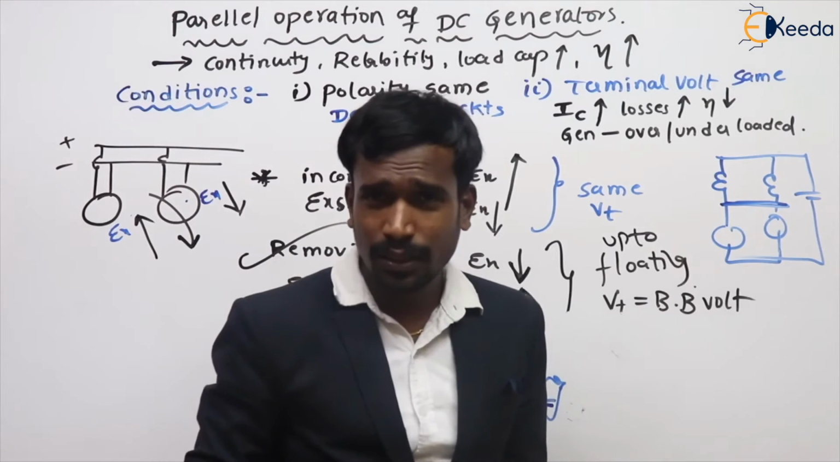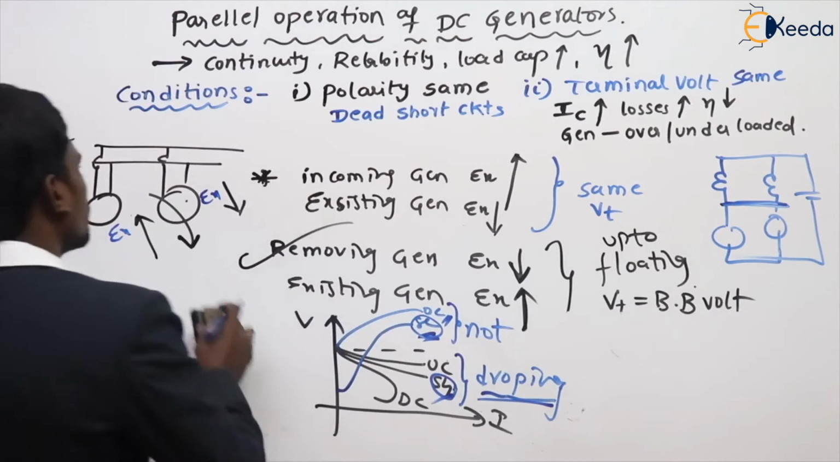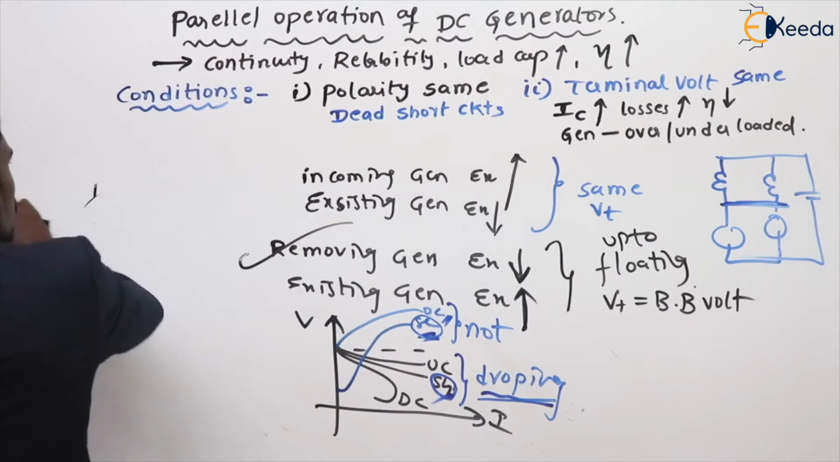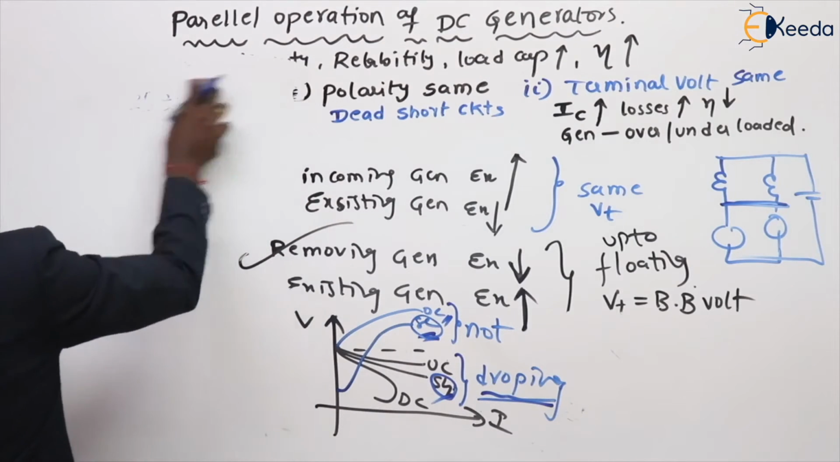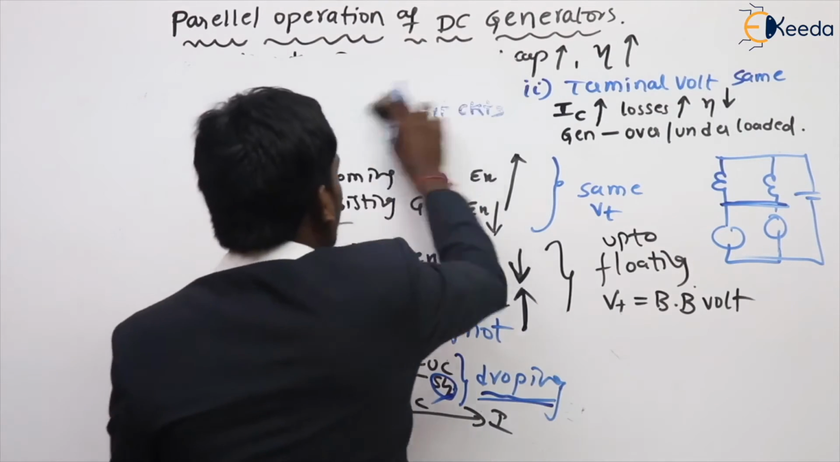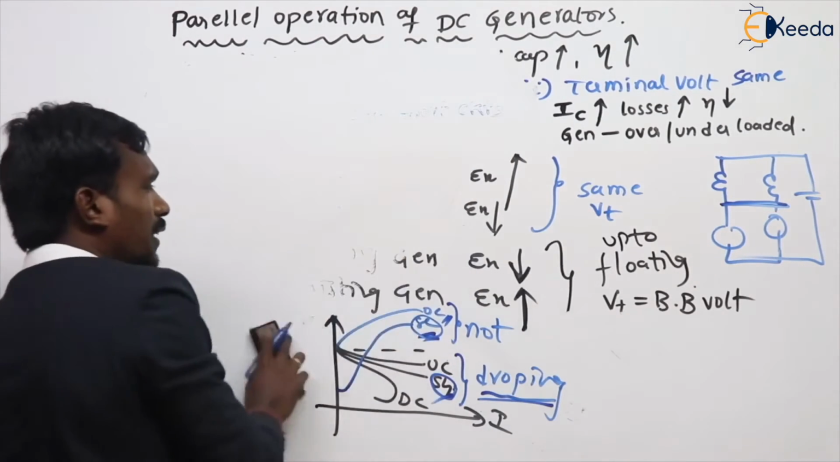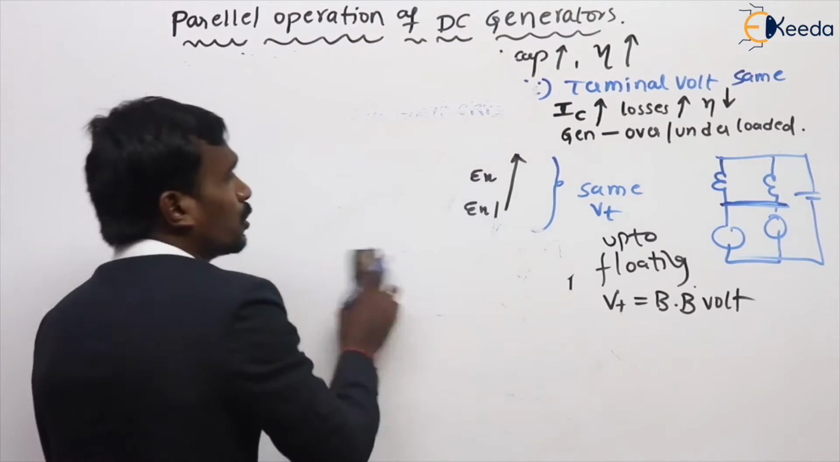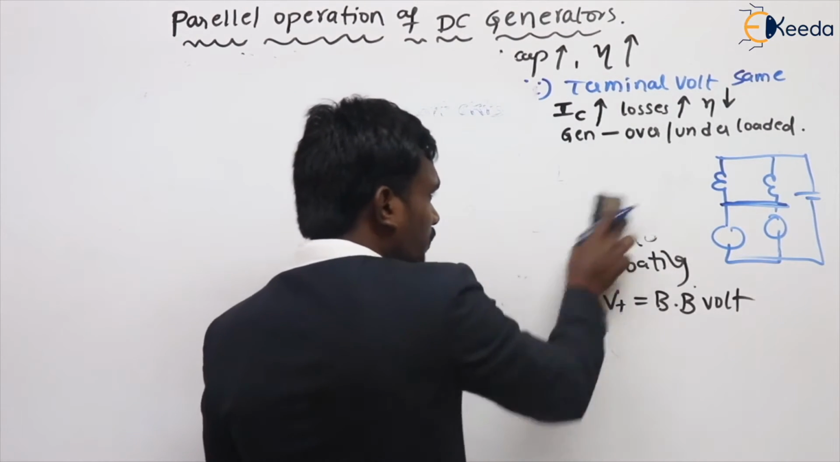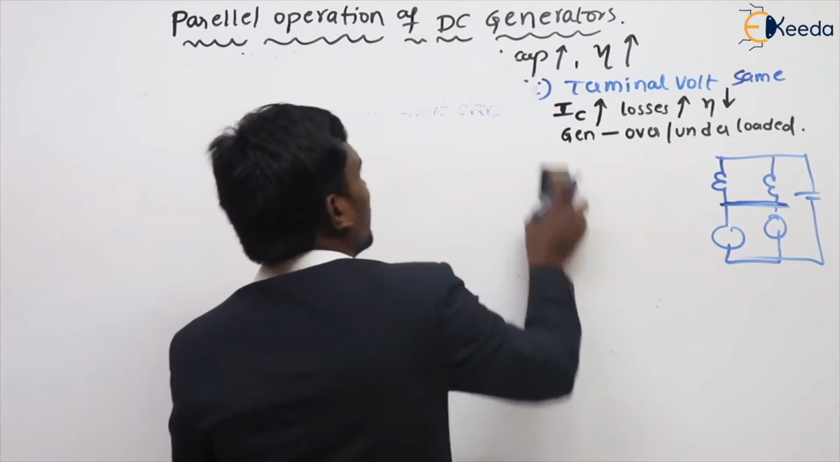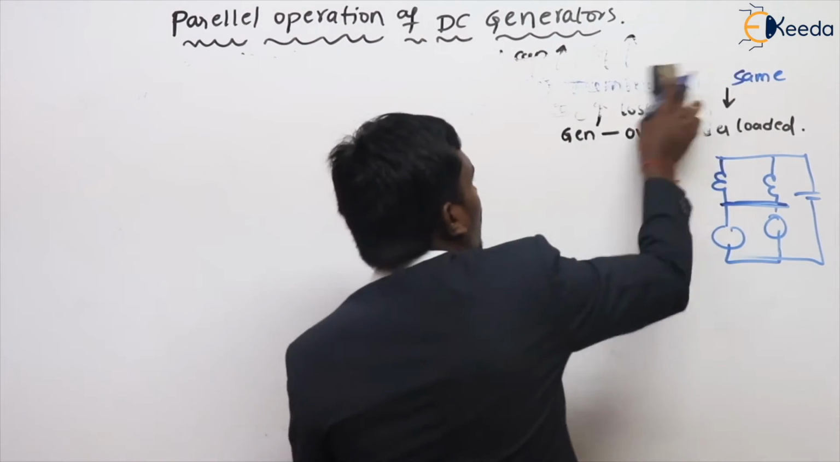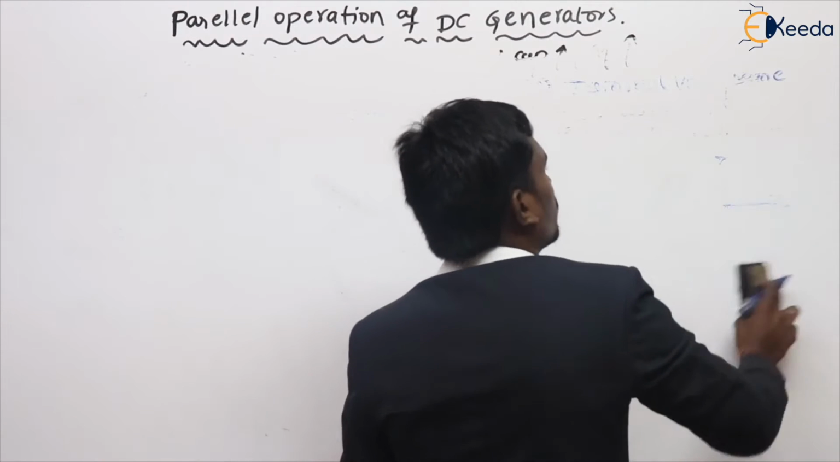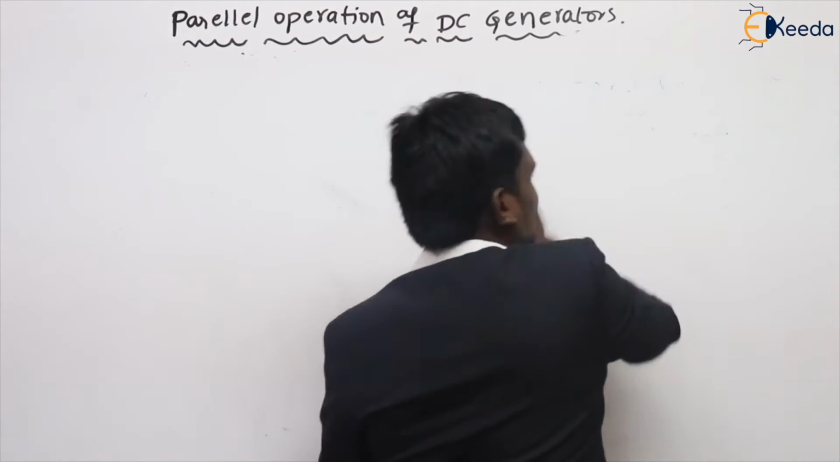Is it okay? So let's see the different conditions in parallel operation. How can we get the parallel operation for different conditions? What are the features for the different conditions? They will give you the drooping characteristics actually. So let's see here. I'm going to draw some different cases.